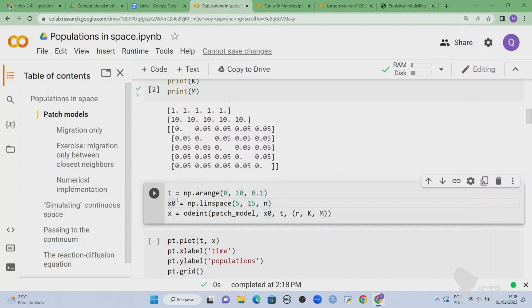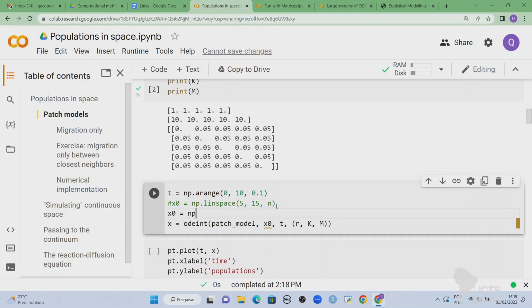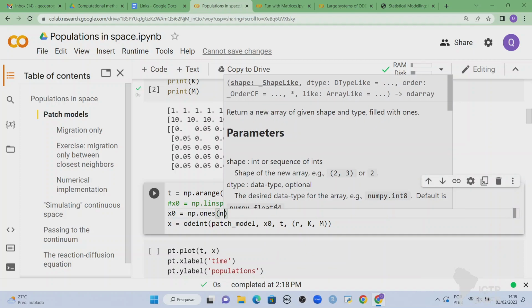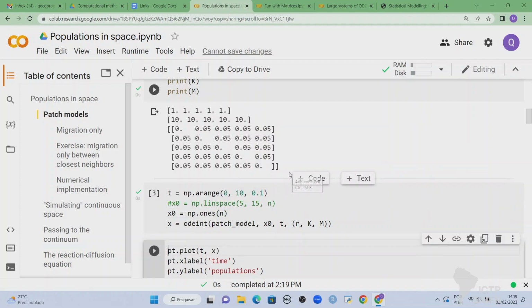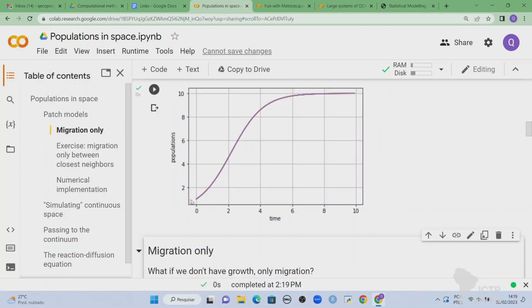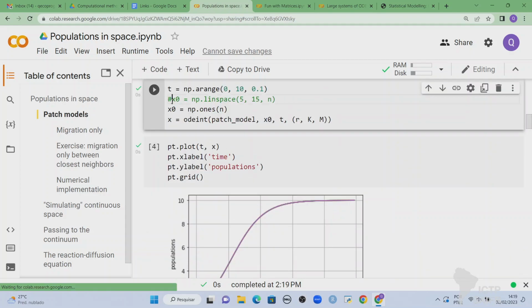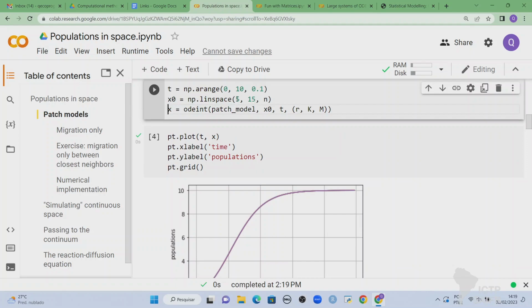Because otherwise, all of the patches, for instance, if I do this, so if I just do ones times n, the plot is going to be very boring because all of them start at 1 and go up to 10, right? So this is kind of boring because you don't see anything. So here what I did is I started each patch with a different initial condition, so starting with 5 and then with 7, 9, 11, 13, 15, right?